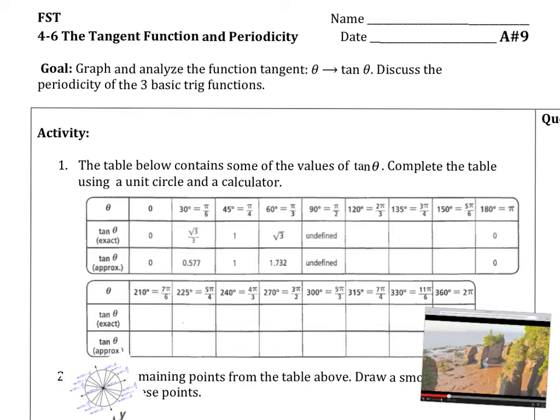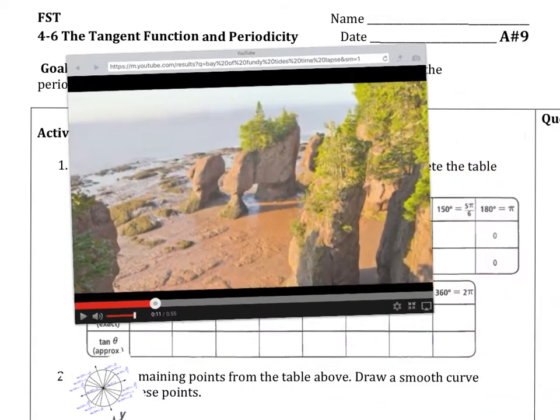Hello, math magicians. On this great day, we're going to be graphing and analyzing the function that maps theta to the tangent of theta. We're also going to discuss something called periodicity of the three basic trig functions. But by way of introduction, let's take a gander at what periodicity is.